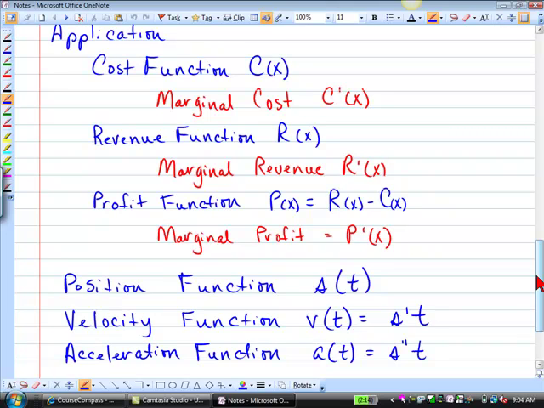Okay. So those are your economic applications. And then there's some scientific applications. If you've had physics, then you've dealt with position, velocity, acceleration, and calculus helps you do that real easily. Velocity is the derivative of the position, and acceleration is the second derivative. So you can get those written down, and we will go from there.